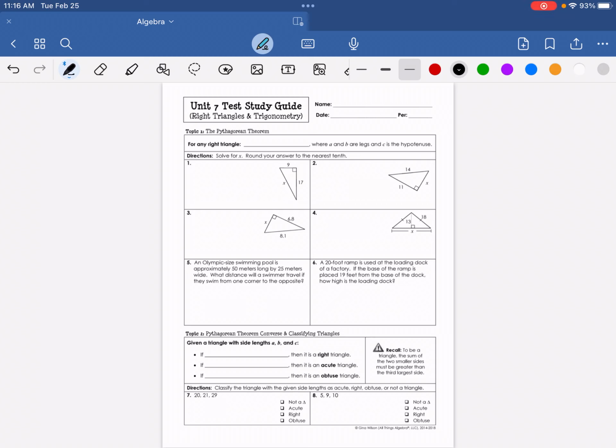Okay guys, I'm gonna go over the study guide so you can prep for the test. I will try to put basically all the answers on it, not all the work for all of them, so then you can go through and check your work or check your answers.